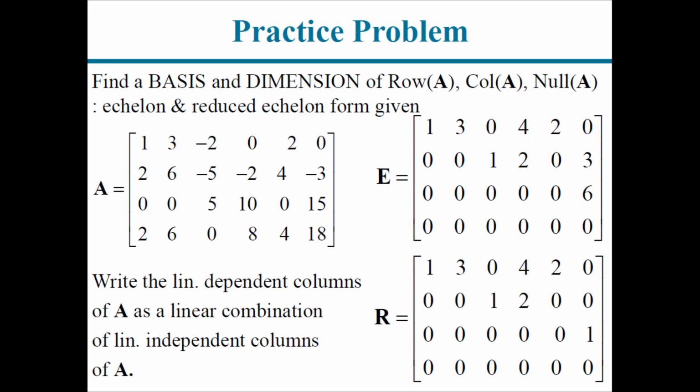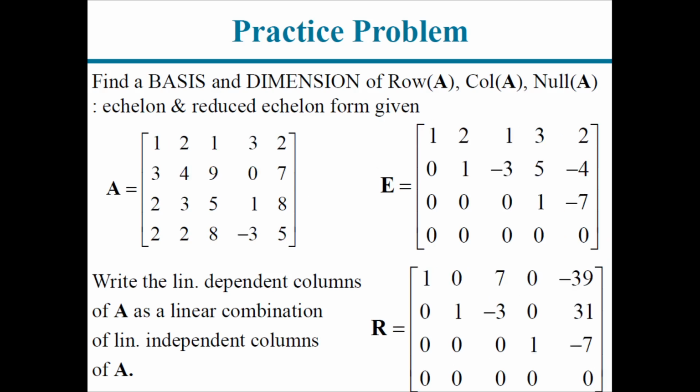Another problem like that: everything is given, you just find the things and then express the dependent columns of A as a linear combination of independent columns. Yet another one, everything is given: matrix, echelon form, reduced echelon form. I hope you will solve these problems and the problems from the book. This part is really straightforward, not complicated, but requires a little bit of work just to make sure you grasp everything and you're comfortable with it. So that's it. This should be a straightforward thing.